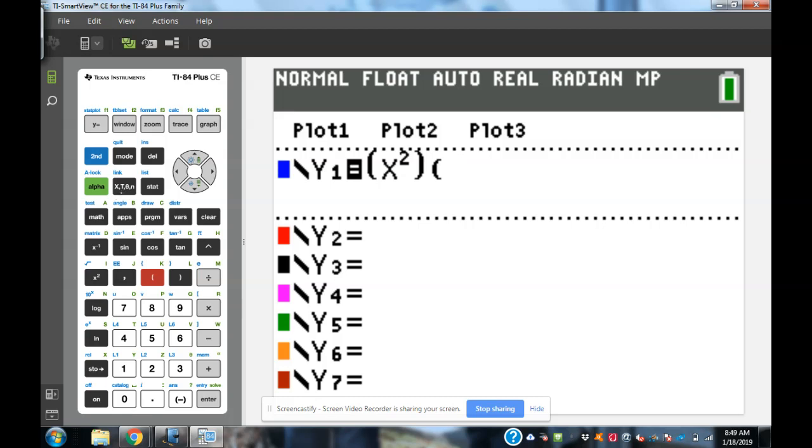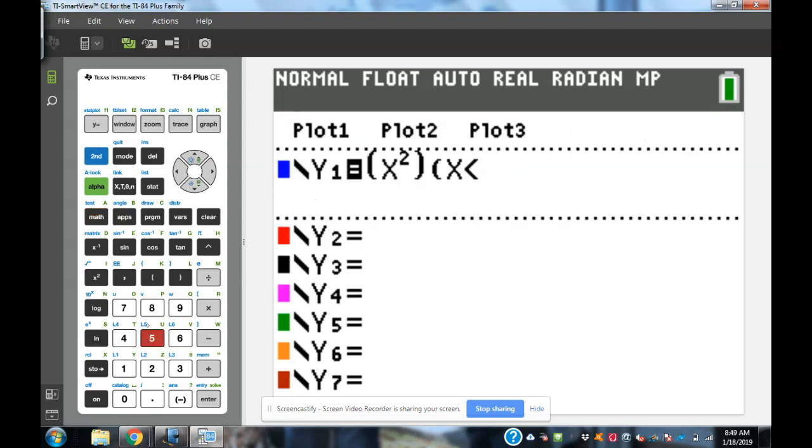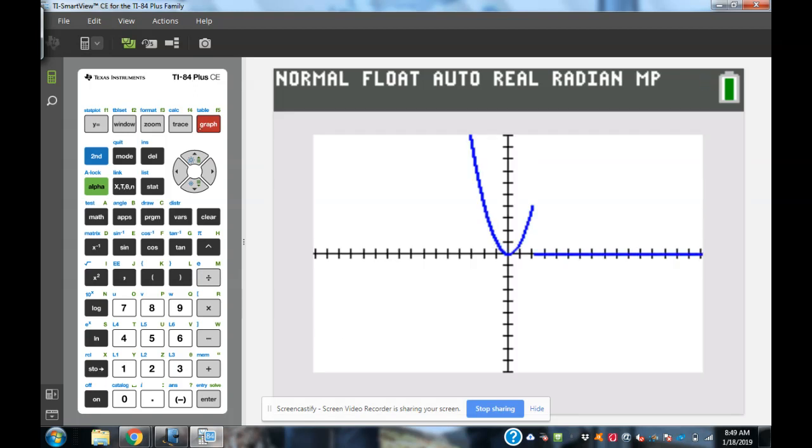So I'm going to put x, and then here's where you have to get the inequality symbol. To get the inequality symbol, you hit second math. It takes you to the test menu. We need a less than symbol, which would be option number 5. And then we put our number 2. Close those parentheses. I'm going to graph just that part so we can see that we're graphing just that part and show you what your graphing calculator does.